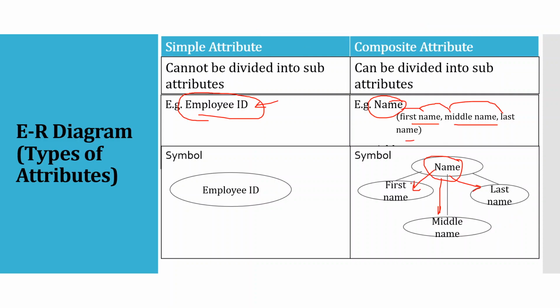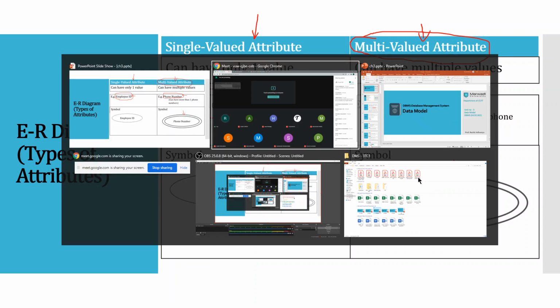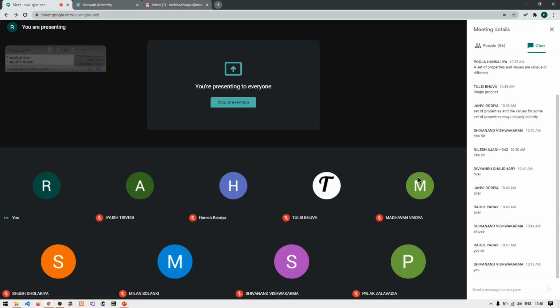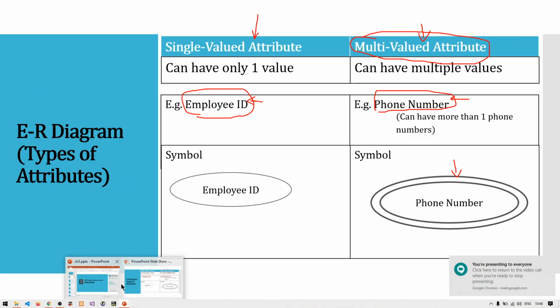And what is the symbol of composite attribute? You just divide an attribute into the sub-attributes. So this is the symbol of composite attribute. So we have so far learnt four types of attributes: simple, composite, single valued and multi-valued attributes. Clear everyone? Any doubts? Anyone in this? Anyone? Any doubts in this?